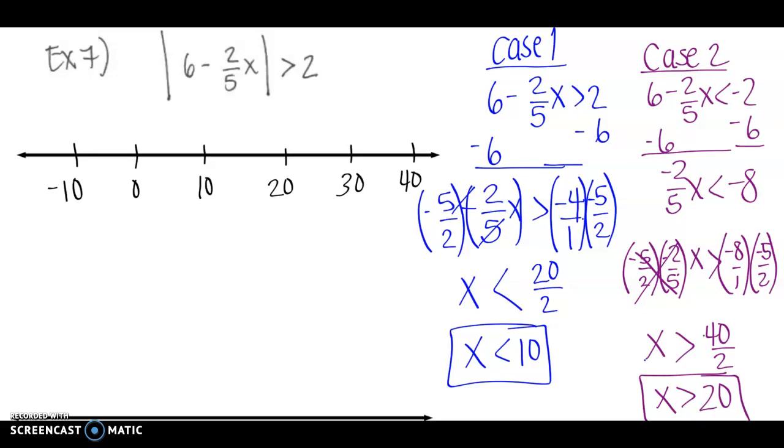So x is greater than 20. So I'm going to graph x is less than 10. I went by 10s on my number line because I'm graphing 10 and 20. Those are my boundary points that need to show up on my graph. If x is less than 10, it's 10 not including 10, and then open to the left. And if x is greater than 20, that is this direction.